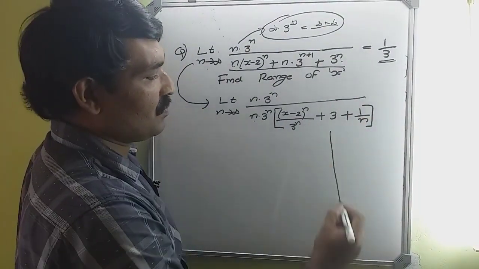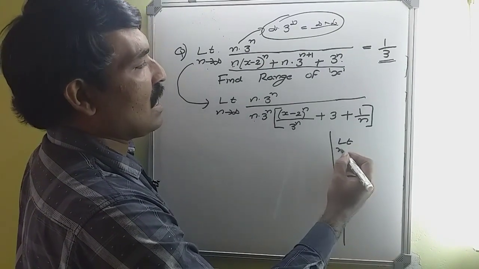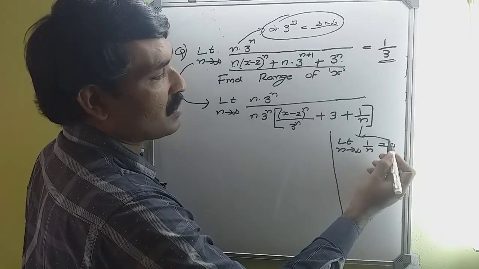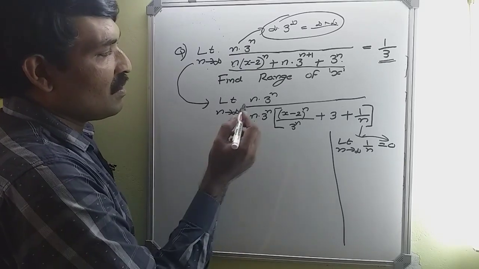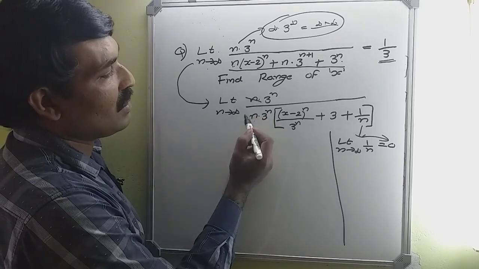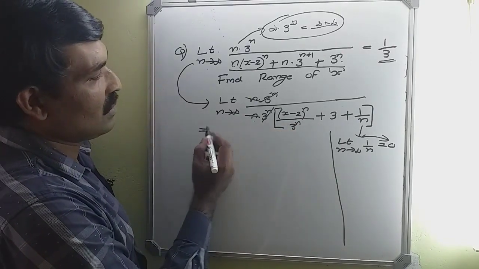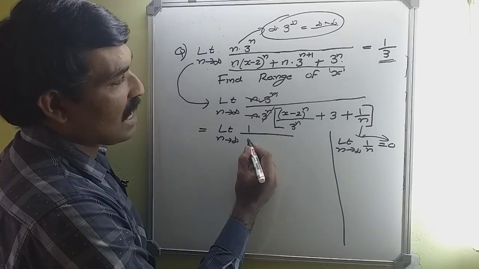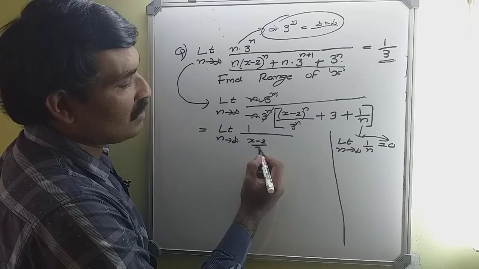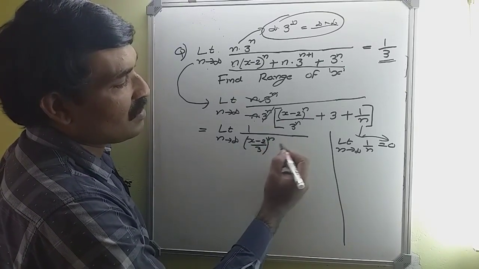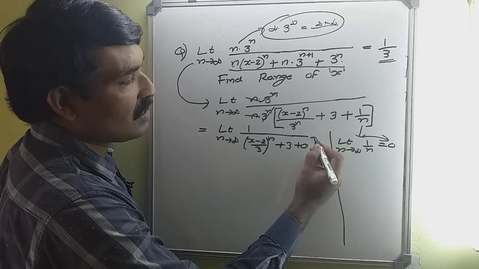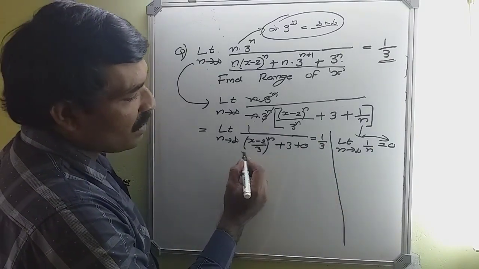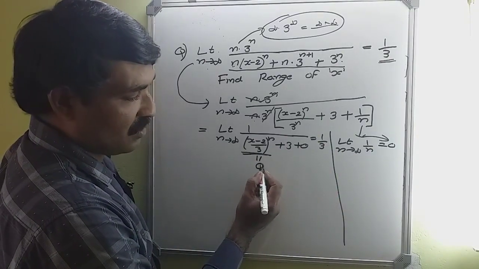Okay. Now limit n tends to infinity, 1 by n is equal to 0. So this term becomes 0. Now cancel the common terms n and n, 3 raised to n and 3 raised to n. So this is equal to limit n tends to infinity, 1 by ((x minus 2) by 3) whole raised to n plus 3 plus 0, is equal to 1 by 3. So the value of this limit is equal to 1 by 3 when this term is equal to 0.